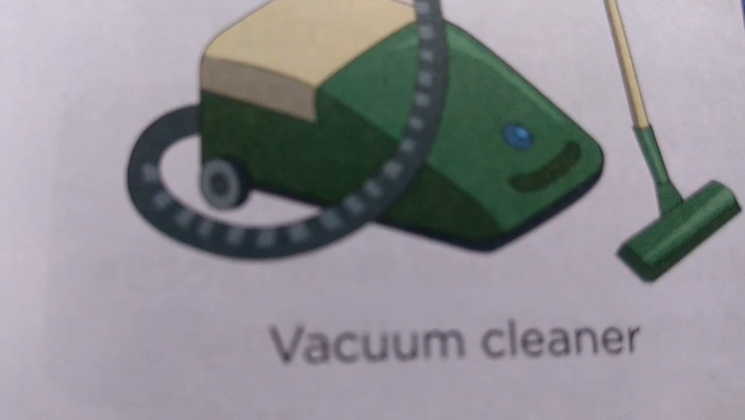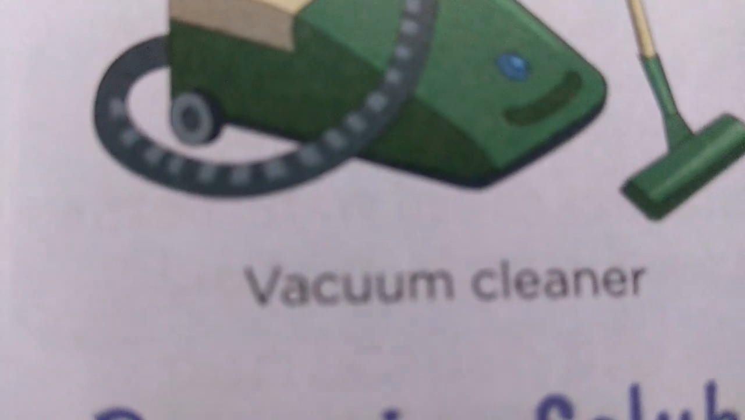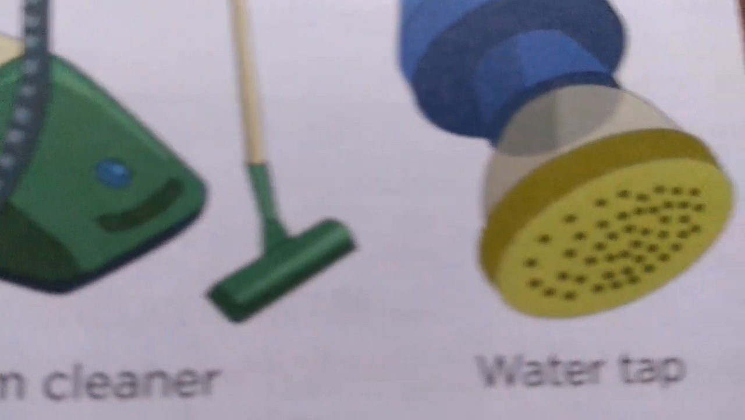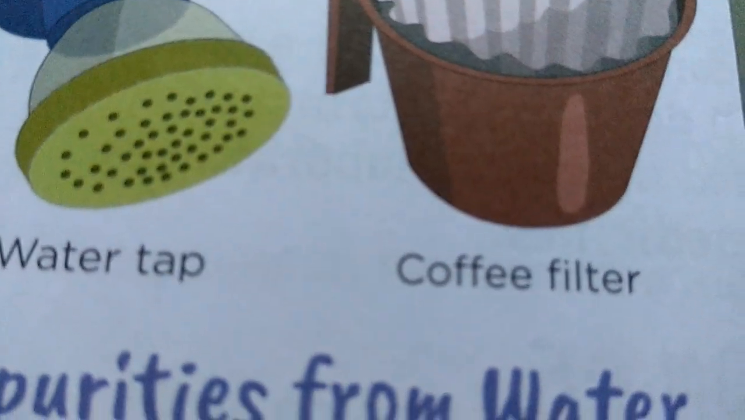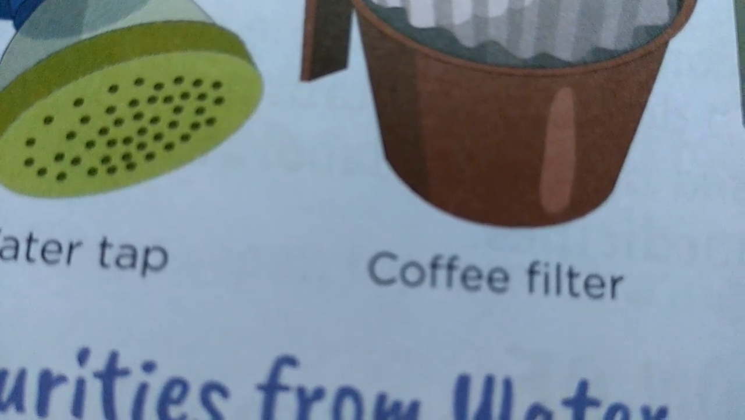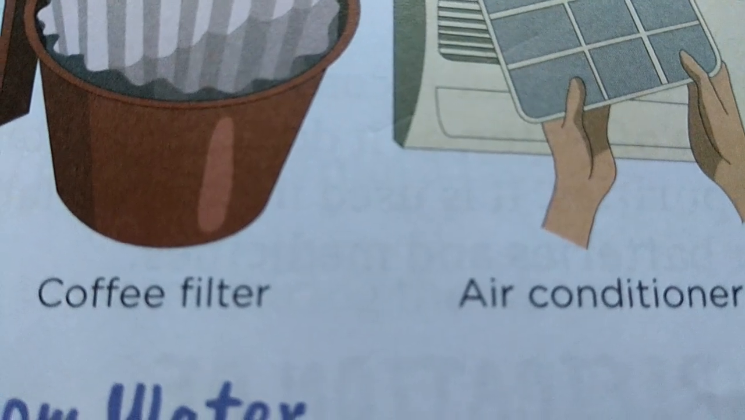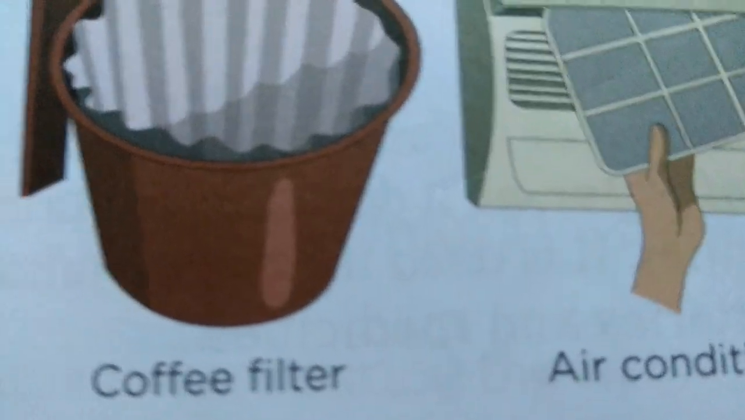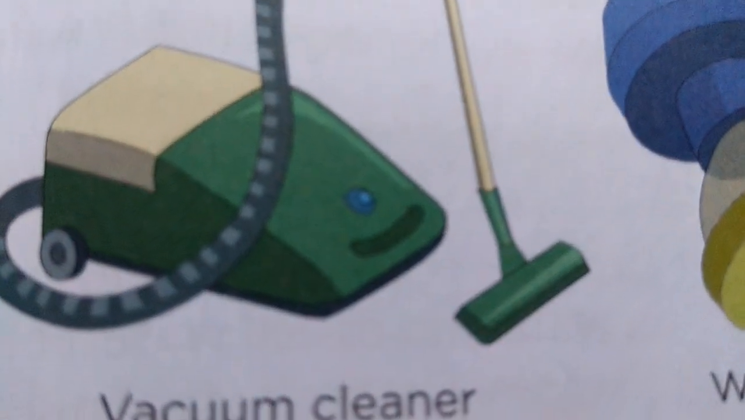There are many applications of filtration in our daily life. The first one is the vacuum cleaner, which has filters to trap dust particles. Then water taps have filters to purify water. Coffee makers have filters to keep coffee grounds out of coffee. Air conditioners have filters to trap the dust particles present in the air. So many applications use filtration in our daily life.